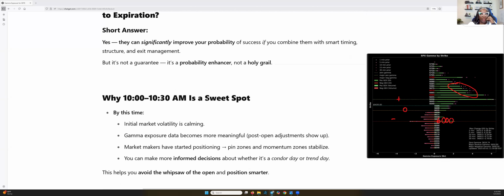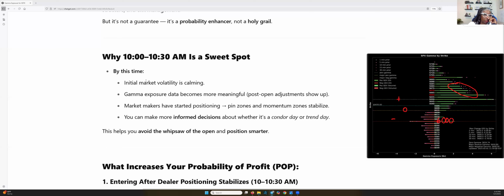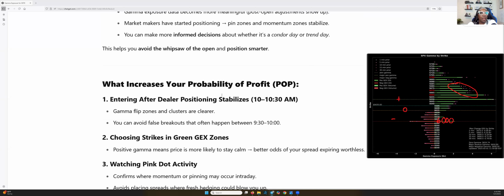Why 10 to 10:30 is a sweet spot? By this time, you've got your stuff there. Basically, initial market volatility is calming by 10:30. Gamma exposure data is here. Market makers have started positioning. You can decide whether it's a condor day or a trend day. It helps you avoid the whipsaw of the open.